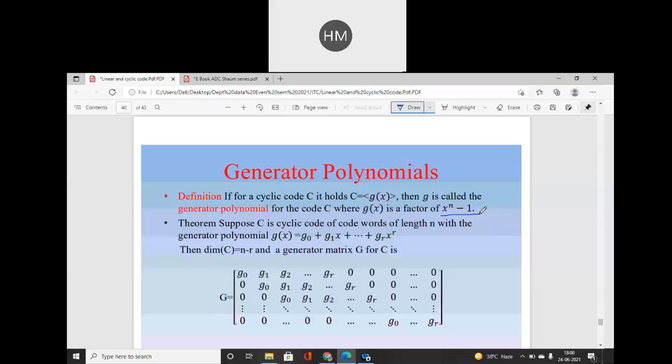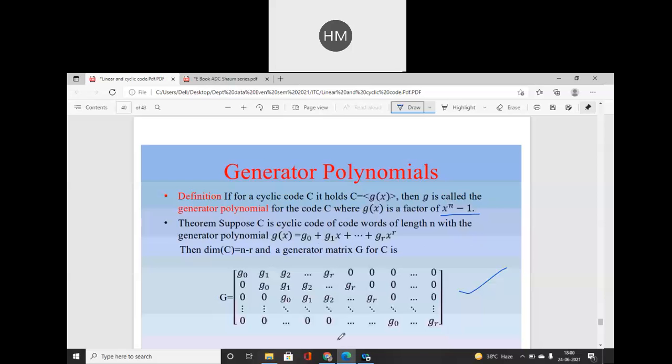Suppose C is a cyclic code of length n with the generator polynomial G of X equal to G0 plus G1 X plus up to Gr X to the power r. And a generator matrix G for C is, if I am talking about a cyclic code, you can also write the generator matrix. It will be in this form only. But first we have to write the generator polynomial. That polynomial can be converted into matrix form.